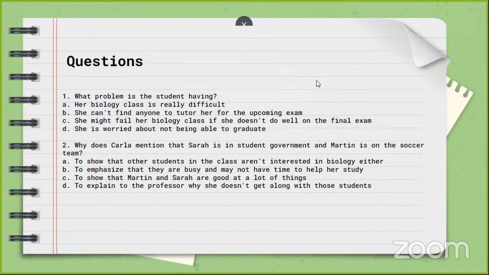Of course. What problem is the student having? A: Her biology class is really difficult. B: She can't find anyone to tutor her for the upcoming exam. C: She might fail her biology class if she doesn't do well on the final exam. D: She's worried about not being able to graduate. Okay. Now, what is the answer to this question, guys?